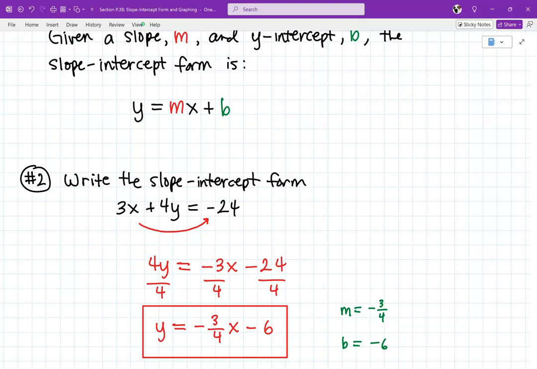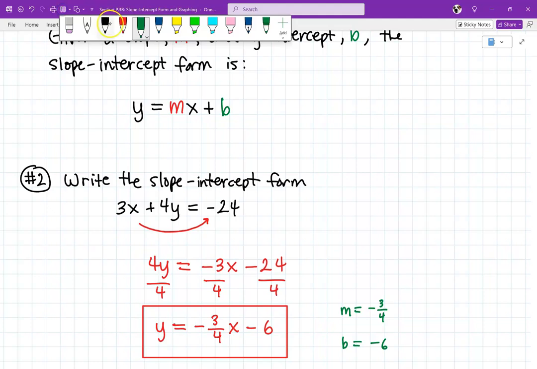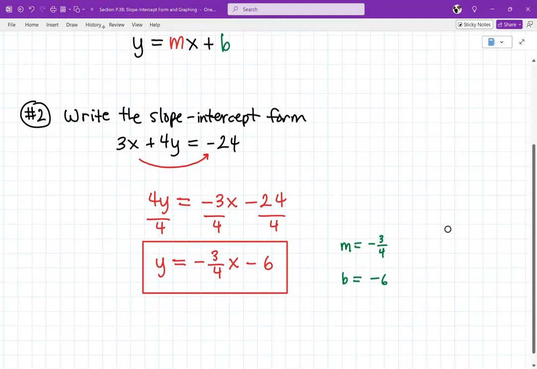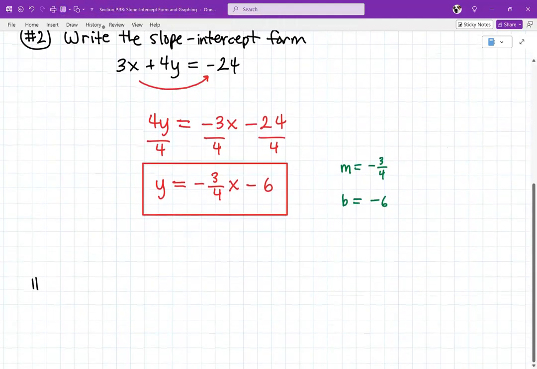But the first 5 problems are going to be like this. They're going to tell you just solve for y. So we'll try doing one more and then we'll move on. We'll do number 5. So here's number 5.